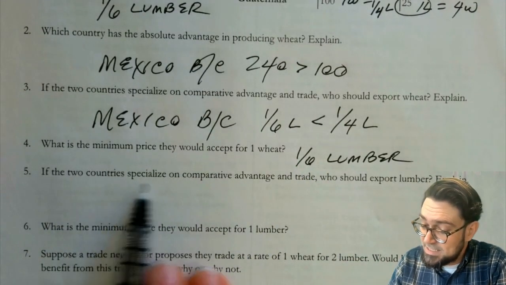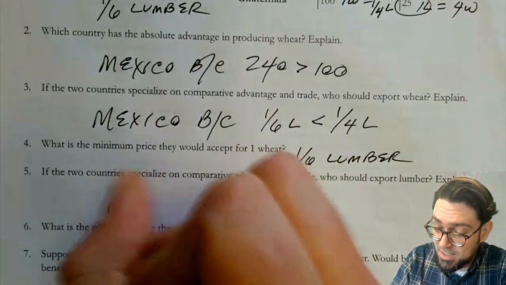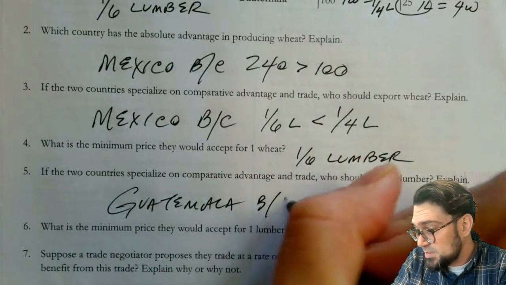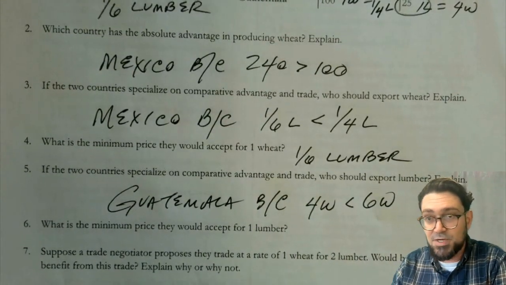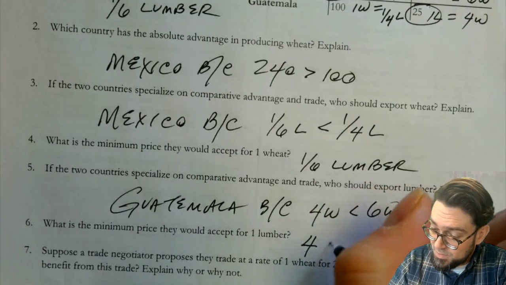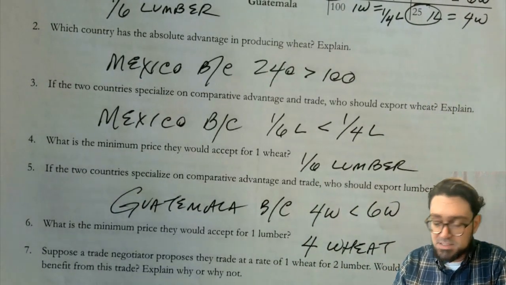If they produced and specialized in trade, who should export the lumber? Well, that's going to be Guatemala. And the explanation here is because 4 wheat is less than 6 wheat. And so they have comparative advantage in the production of lumber. What's the minimum price they would accept for 1 lumber? Well, it's that 4 wheat. They won't do it for anything less than that because that's their opportunity cost of making it.